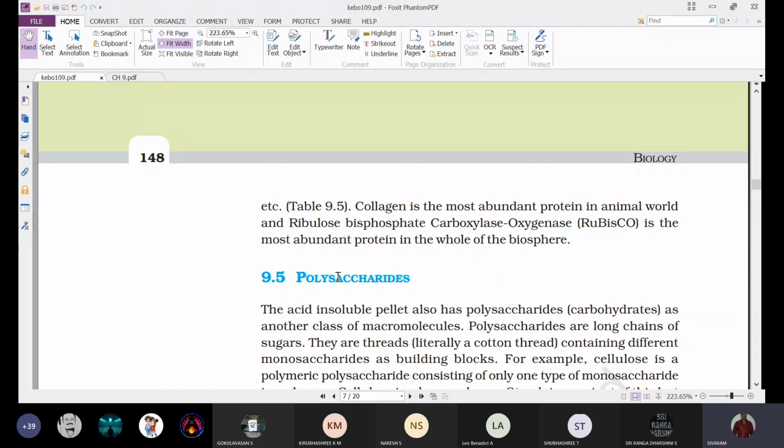And next, the most abundant protein in the total living world, especially related to plants. The most abundant protein present in plants and in the living world is ribulose bisphosphate, or ribulose 1,5-bisphosphate carboxylase oxygenase. That means this enzyme can act as a carboxylase, that is, it adds carbon dioxide, and also as an oxygenase, that means addition of oxygen.